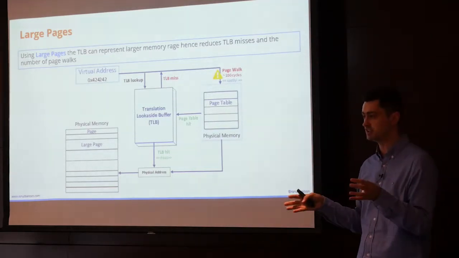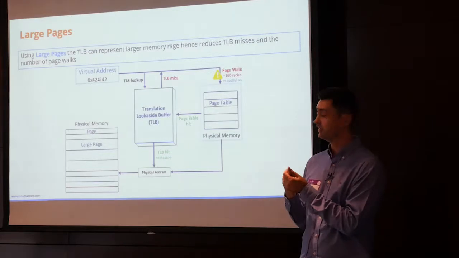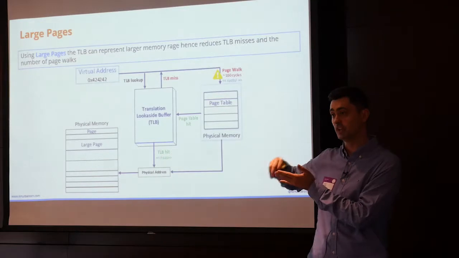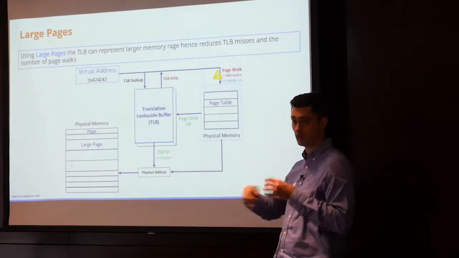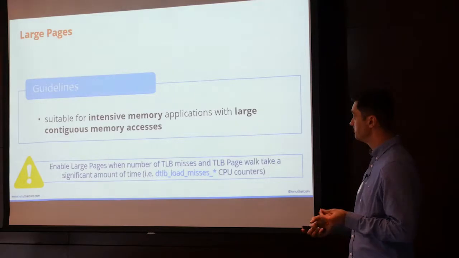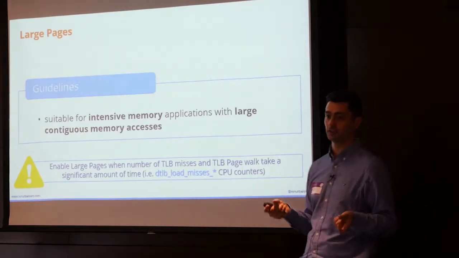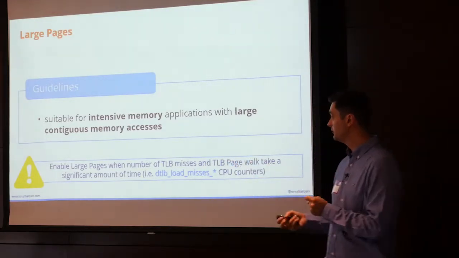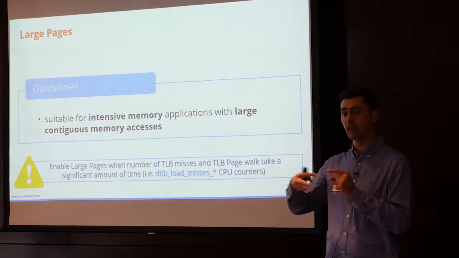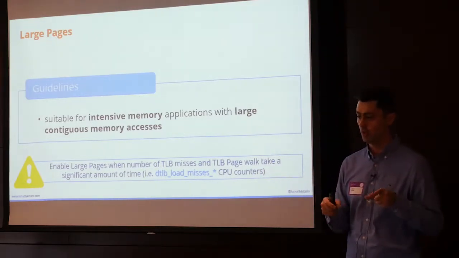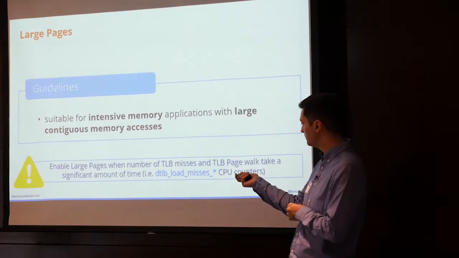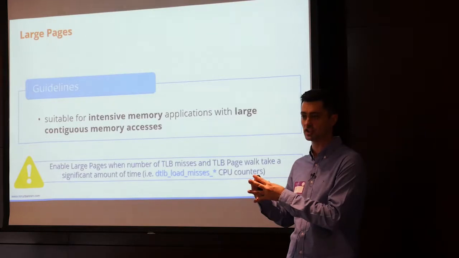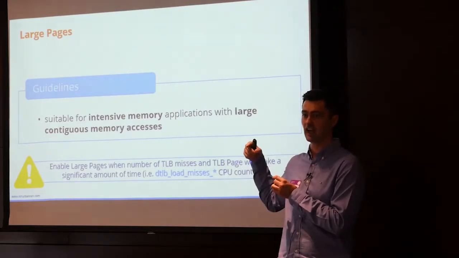Because by increasing the page size, you minimize the number of TLB misses. Why? Because more objects fall within the same page, so you basically have just one translation for all. Here is a guideline for when it's suitable to increase to large pages: it is suitable for memory-intensive applications with contiguous memory access, and also when profiling shows that TLB misses and TLB page walks take a lot of time. Only in that situation should you increase the page size.